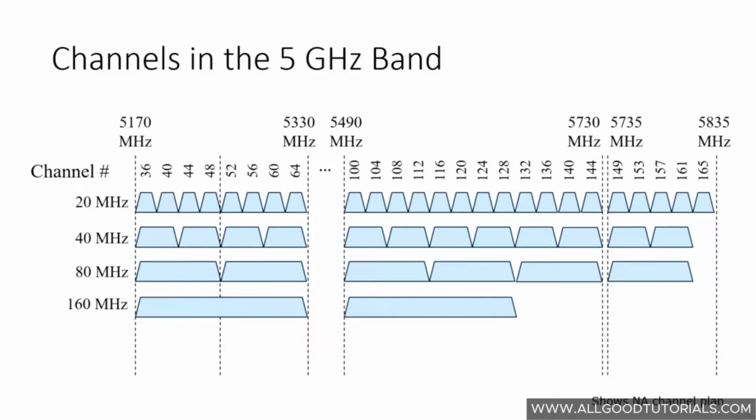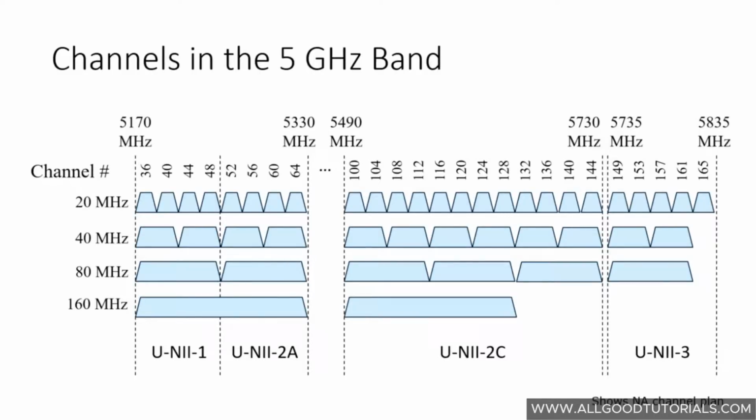802.11ac allows you to aggregate even more 20 megahertz channels. In AC, you can aggregate 4 20 megahertz channels to get to an 80 megahertz channel. And in some of the newer products, you can aggregate 8 20 megahertz channels together to get a 160 megahertz channel. Again, whenever you increase the channel bandwidth, you increase the data rates that you can achieve over the air.